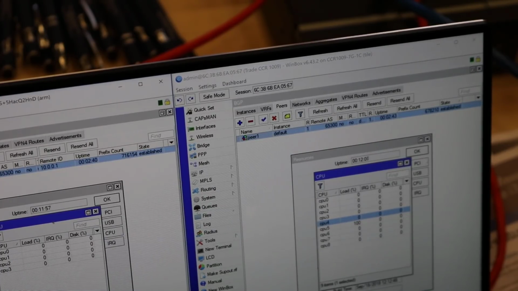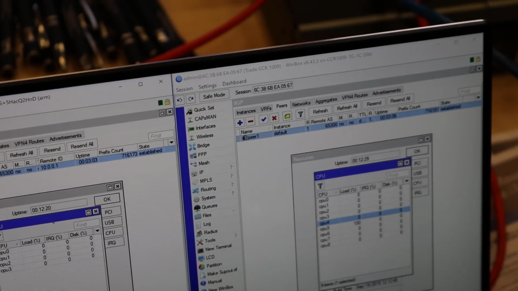But 678,000 at 2 minutes 45 seconds. So this kind of bears out that the 4011 is significantly faster than the 1009 at pulling in BGP. However, it's not going to be able to do lots of full tables because it only has 1 gig of RAM. That's the advantage the CCR will have.